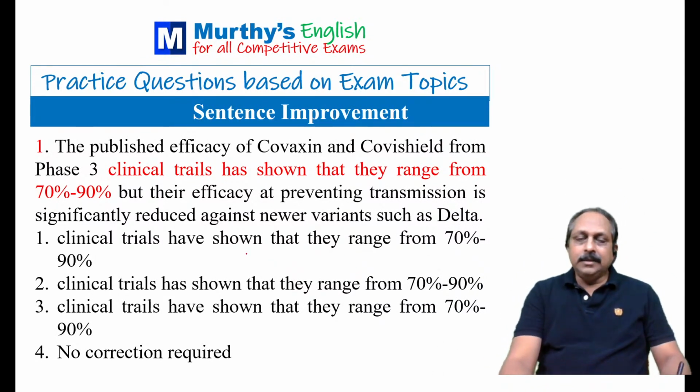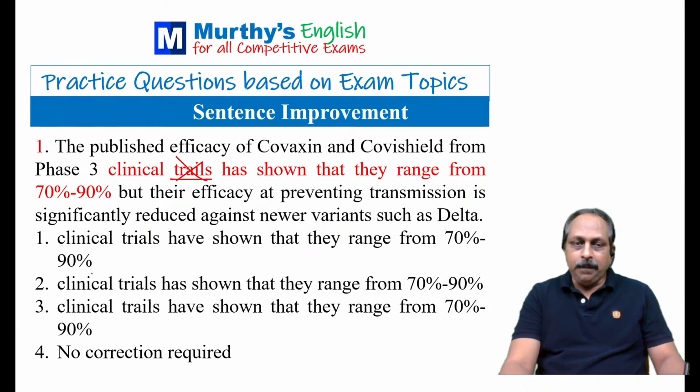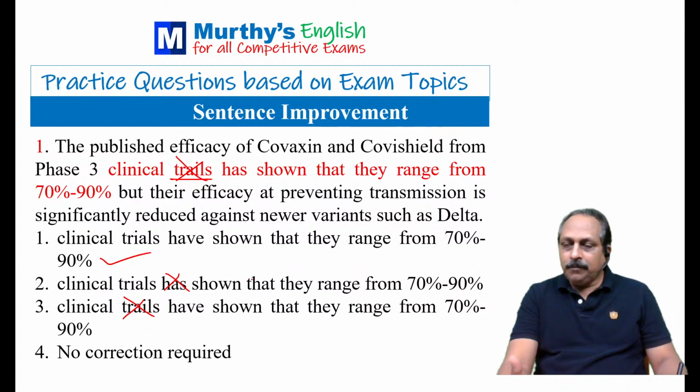The third part is correct. Why is it correct? Here, "clinical trials" is not correct. So at the outset, this is ruled out. Clinical trials have shown that they range from 70% to 90%. "Clinical trials has shown" is not correct. "Clinical trials have shown" again not correct. So what is the answer here? How can we say clinical trials? That is not correct. The answer is the first question, not the third question. First question, answer is the first option. Clinical trials have shown that they range from 70% to 90%.